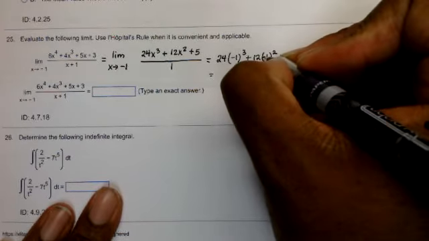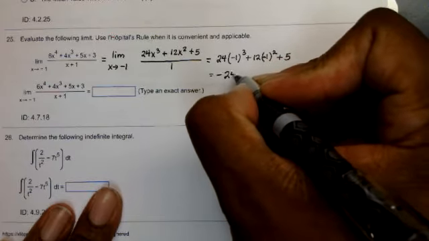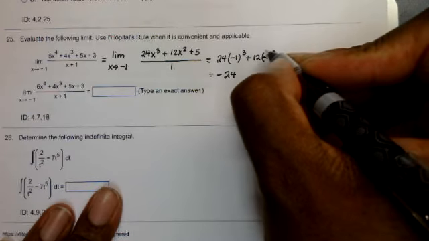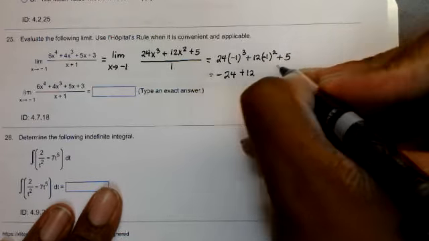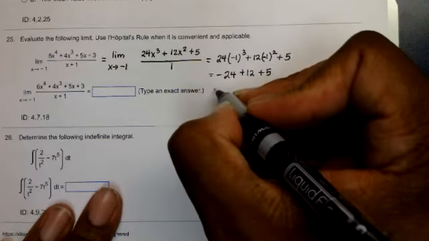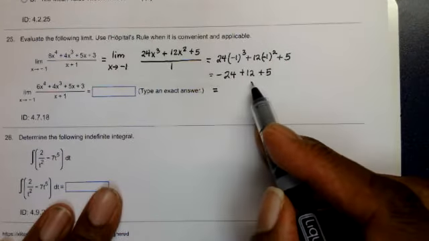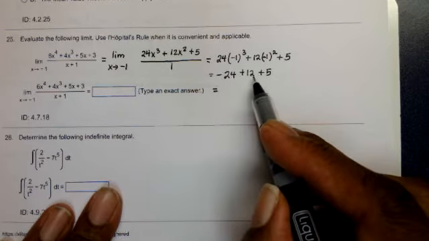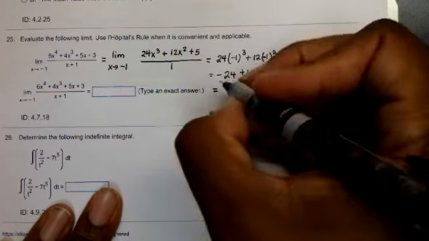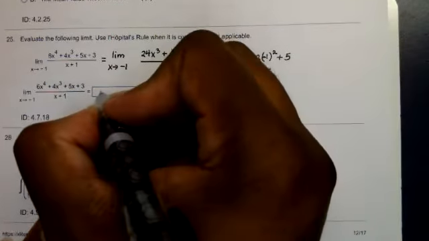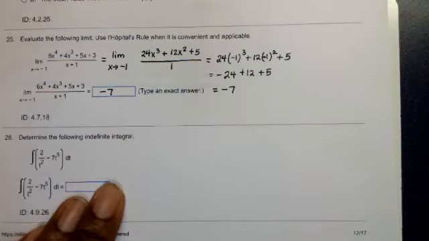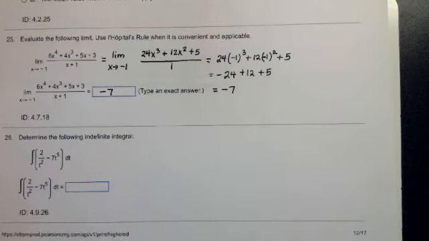-1 cubed is -1 times 24 will be -24. -1 squared will be 1 times the 12 will be plus 12, plus 5. -24 plus 12 will be -12. -12 plus 5 will be -7. So in this case here, the limit as x approaches -1 of 6x to the 4th plus 4x cubed plus 5x plus 3 divided by x plus 1 using L'Hopital's rule will be -7.